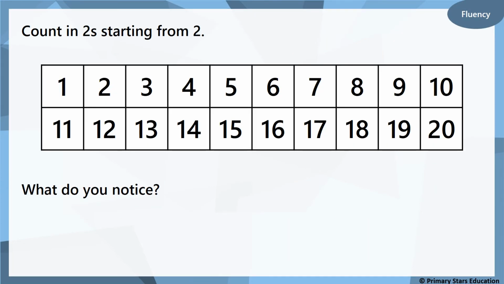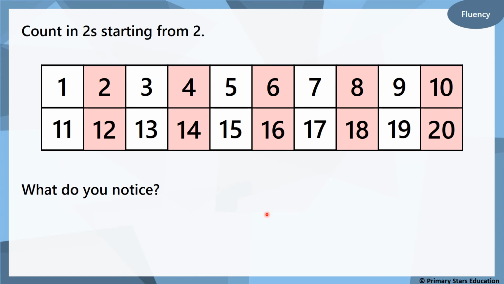Let's count up in 2s, starting from 2 on the number grid. 2. Oh, I'll just get my laser pointer. 2, 4, 6, 8, 10, 12, 14, 16, 18, 20.